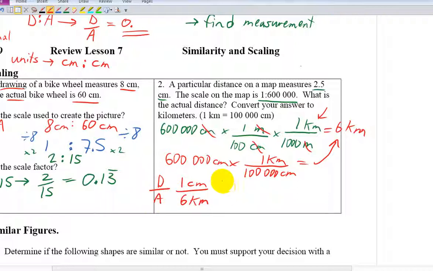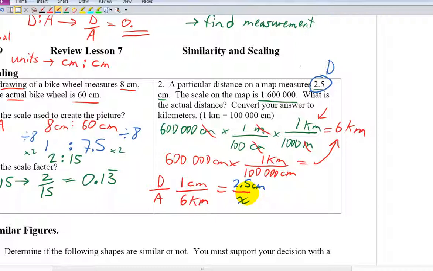Diagram over actual. Write that down too, please. So where should your 2.5 centimeter measurement go? Top or bottom? Top. Why? Yeah, it's from the diagram, right? So it's 2.5 centimeters on the map, which is your diagram. X is on the bottom.